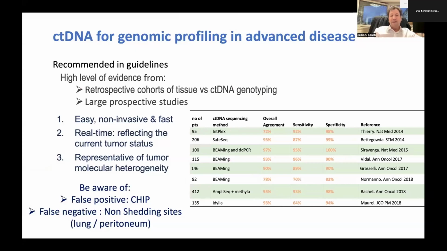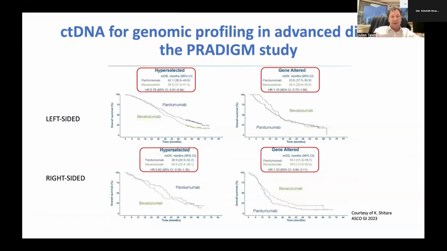But we have to be aware that clonal hematopoiesis and non-shedding sites may also lead to some patients where you don't find any mutation because you don't have any ctDNA detectable by the current techniques. You can see that many different techniques have been published. We have a methylation technique here that is from our lab, and this is one of our papers, but a lot of different techniques have been listed and all were quite performant to profile the molecular aspects of your colorectal cancer.